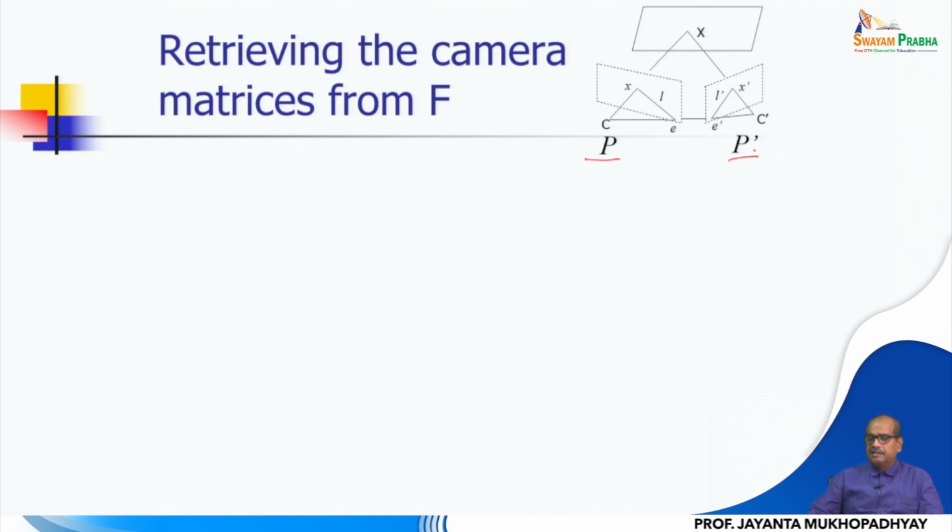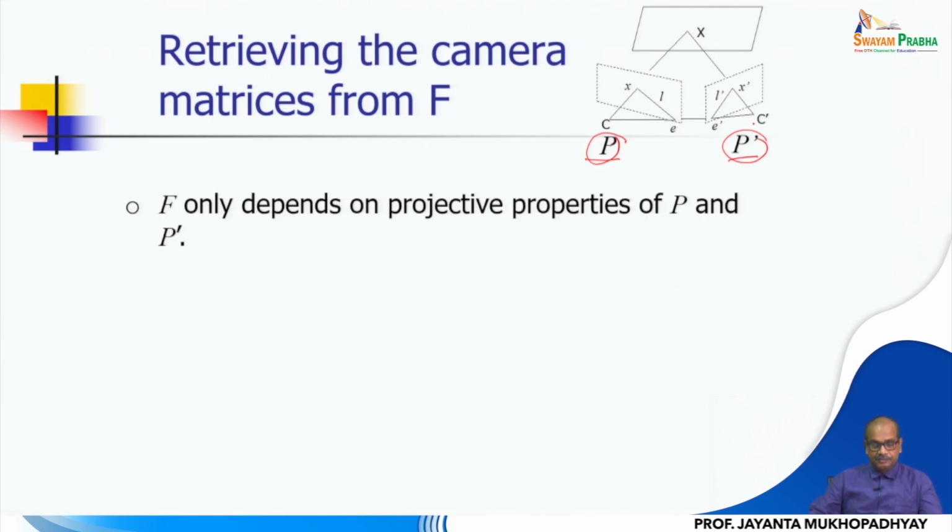So now, suppose we have estimated F, we know the fundamental matrix. From there, can I get these 2 camera matrices? But the first question we can ask is whether it is a unique description, that given F, there exists only one pair, or there could be multiple answers to this problem. So, let us understand particularly this issue.